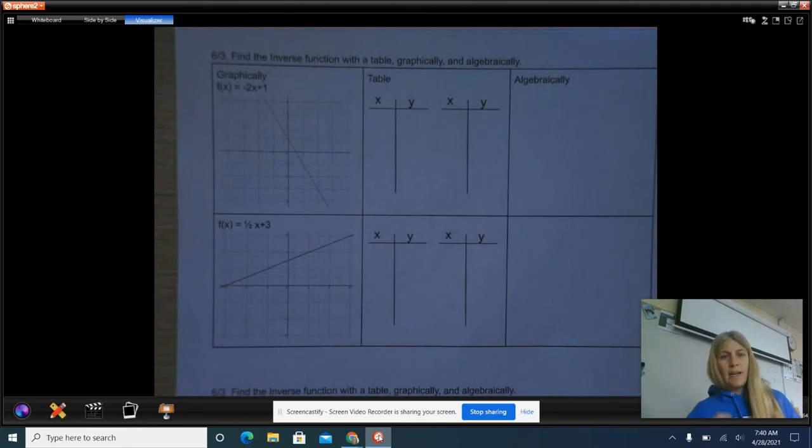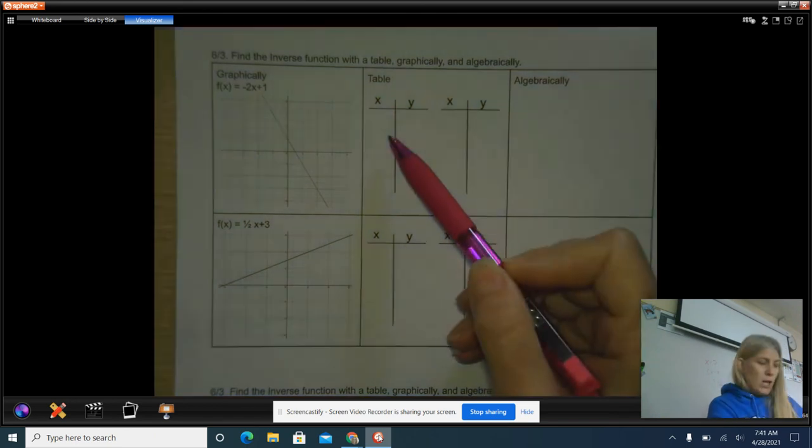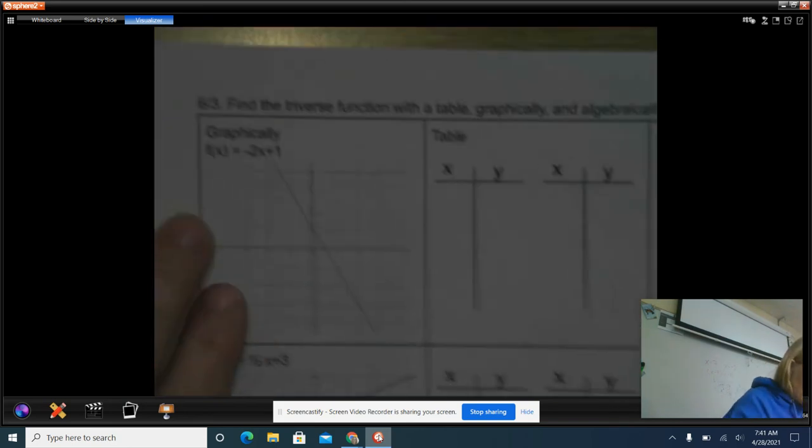Today we're going to find the inverse function with a table, graphically and algebraically. First we're going to pick some ordered pairs. I like to start with our table of values and then plot those. As you can see, we'll get really close up here.